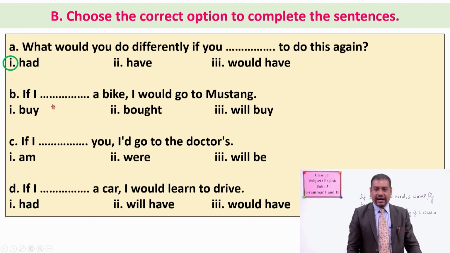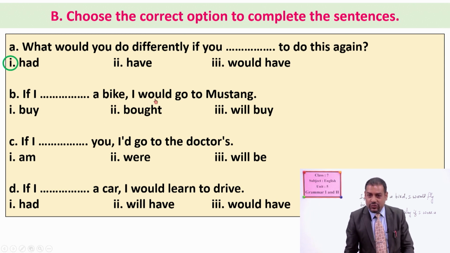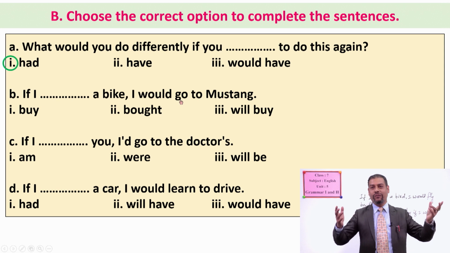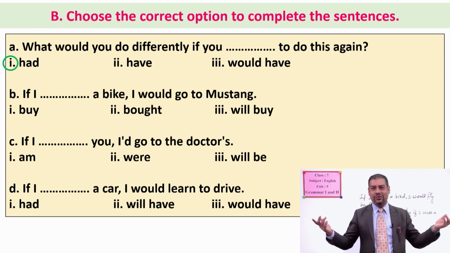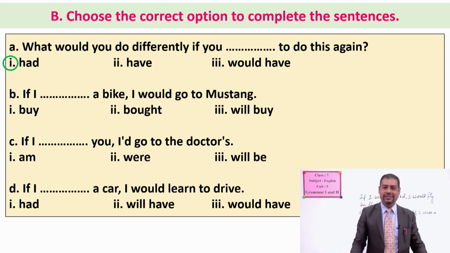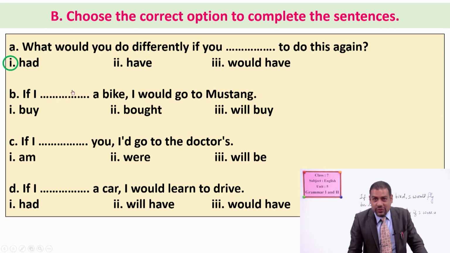If I blank space a bike, I would go to Mustang. Now what is the correct one? Now again you have to look at this part. Here would plus infinitive, would go, imagination. But I don't have a bike, so I cannot go to Mustang. So what is the correct word you have to write down? Here we need simple past. What do we need? Simple past. So what is the correct one? Buy or bought or will buy.